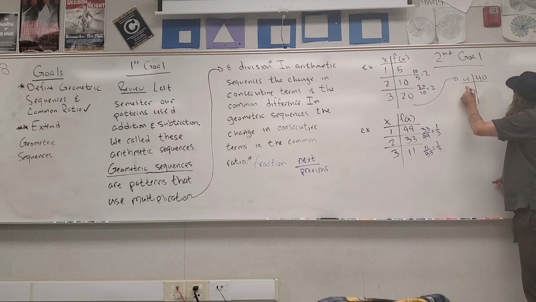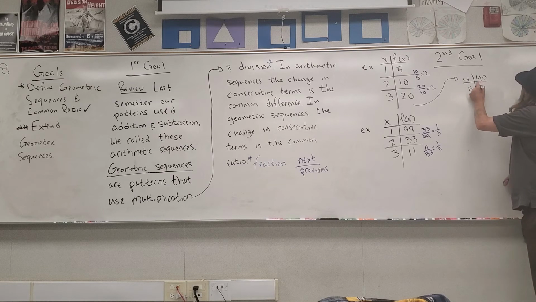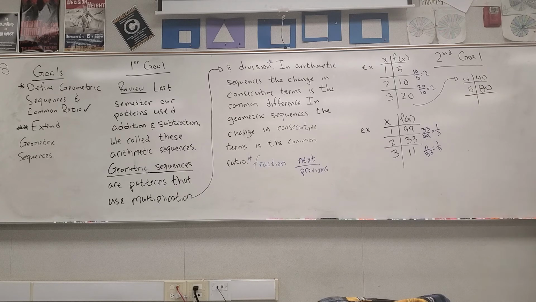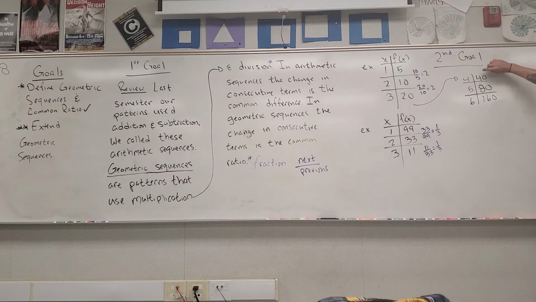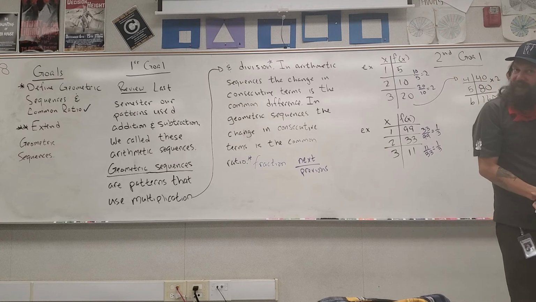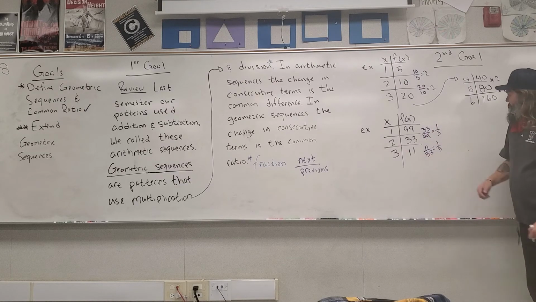I know that the fifth term is going to be twice this, so that's going to be 80. And I'll do one more. I know that the sixth term is going to be 160, because again, I have a common ratio and it's telling me that consecutive terms are changing by a doubling, by 2. So that would be me extending the geometric sequence. All right, let's extend this one.